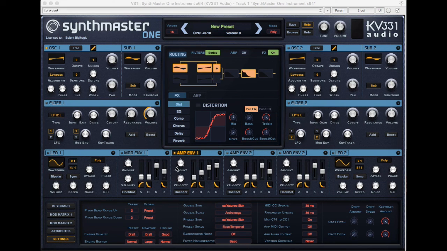Since we tried to simplify things in SynthMaster 1 compared to SynthMaster, we removed the modulators and we added one sub-oscillator per oscillator. The sub-oscillator is basically another oscillator and it can connect in different ways to the oscillator. By default, it's connected as a sub-oscillator, so the signal is added to the oscillator signal, like this.